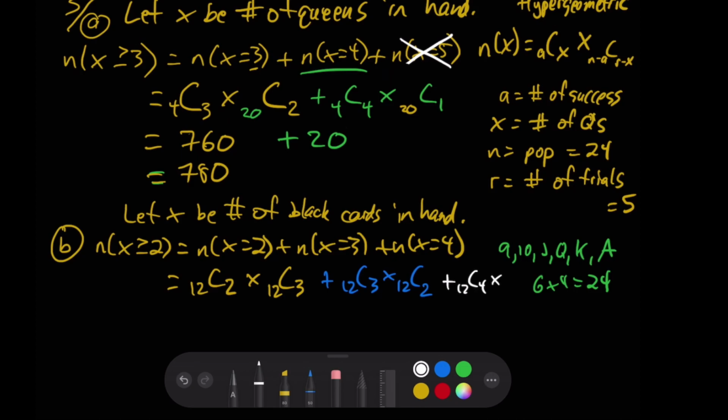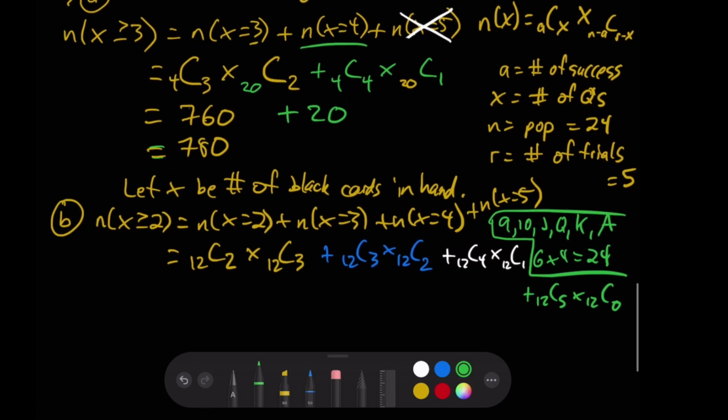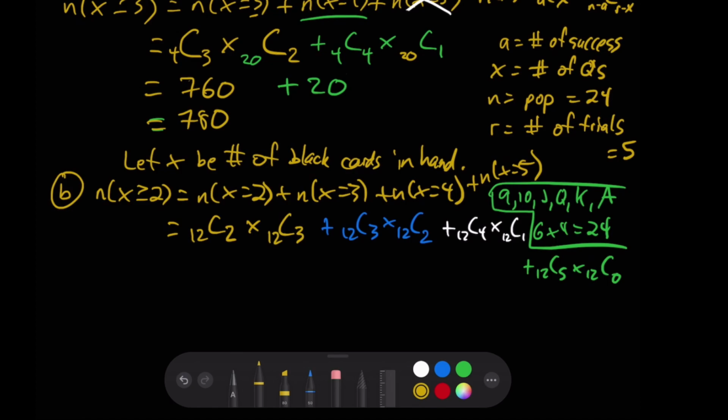times 12 choose 1. And I actually missed a term here because we can have all black cards in our hands. So I missed a term. Plus equals 5. Plus 12 choose 5 times 12 choose 0. I'm not going to solve that, but it's easy enough for you to do if you wish. And then question C will be very similar.